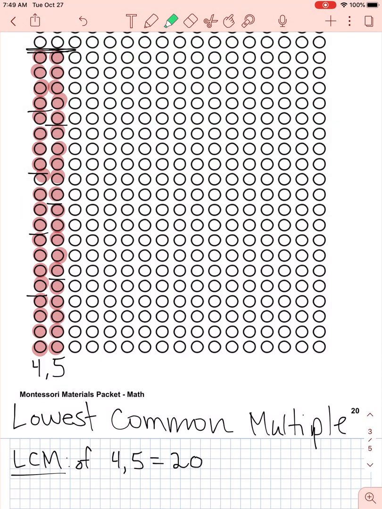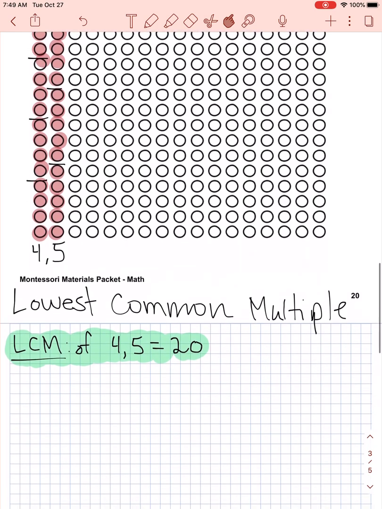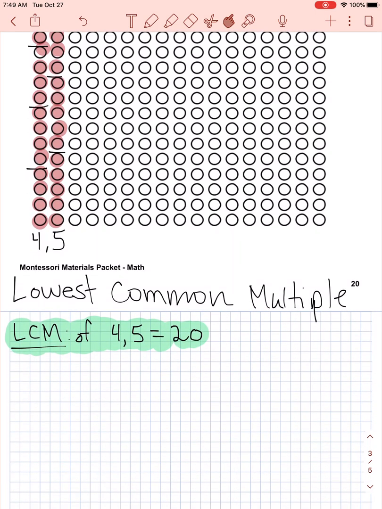Let's try a couple of these together actually. Now, in your math notebook, make sure you have your math notebook handy here. On the top of your page, I would like you to write lowest common multiple, at the top of the next clean page in your math notebook. You can pause the video here if you need to go get your math notebook. Lowest common multiple. The lowest common multiple of 4 and 5 is 20.